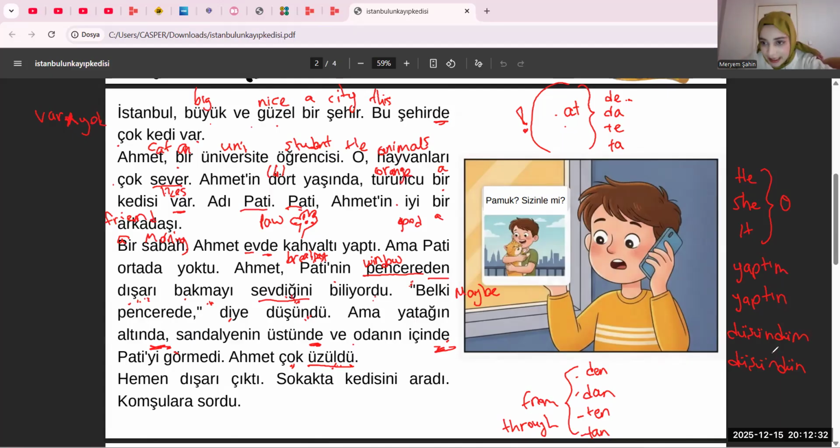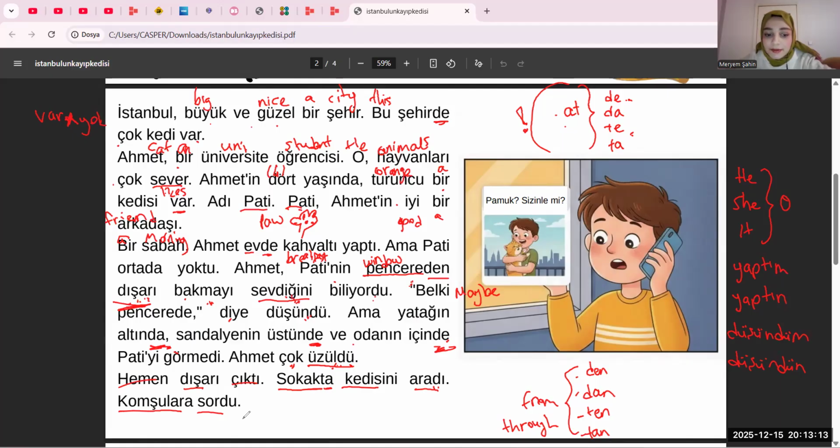Hemen, immediately. Dışarı. What did dışarı mean? We just saw it here. It means out. Çıktı. Left, like going out. Sokakta. Sokak, street. Ta, here. At the street. Kedisini, the cat. Aradı. Aradı is like looked, searched, we can say. For he, aradı. For she, aradı. For it, aradı. For me, aradım. For you, aradın. Komşu, neighbor. Komşular, neighbors.